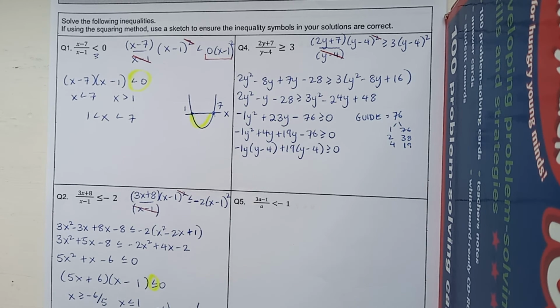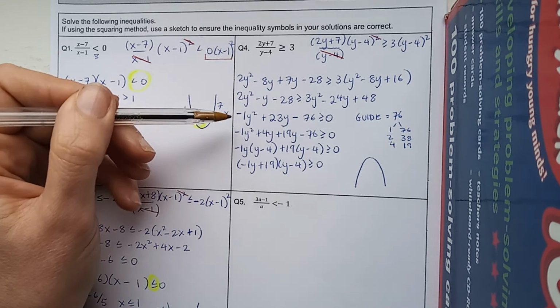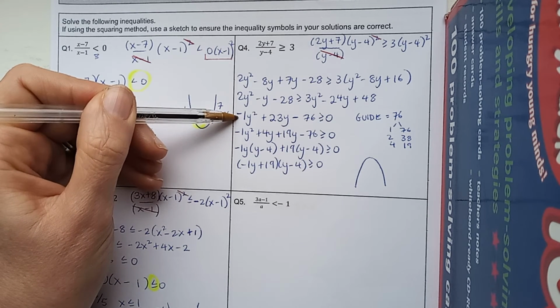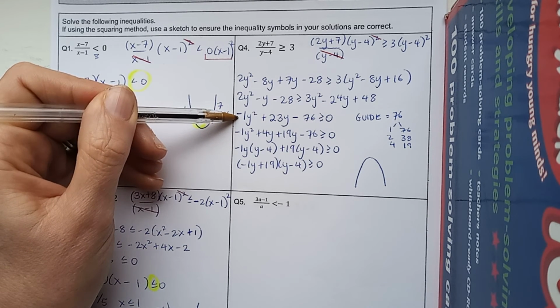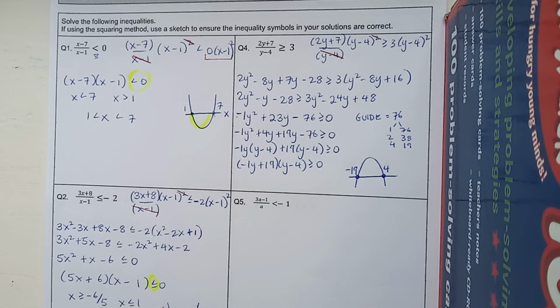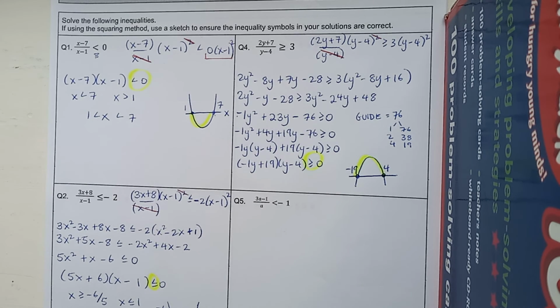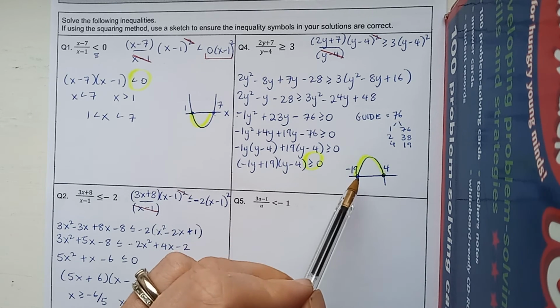And now it's back to sketching and deciding on my solution. Again, watch out here that I'm looking at a negative coefficient on the y squared, so I'm going to be drawing an n-shaped curve. Don't forget to check out the inequality symbol. I'm looking at greater than or equal to 0. And notice how it's one continuous stretch. So I can write my answer as one statement.